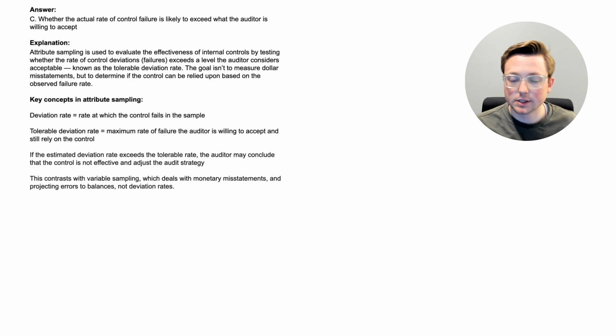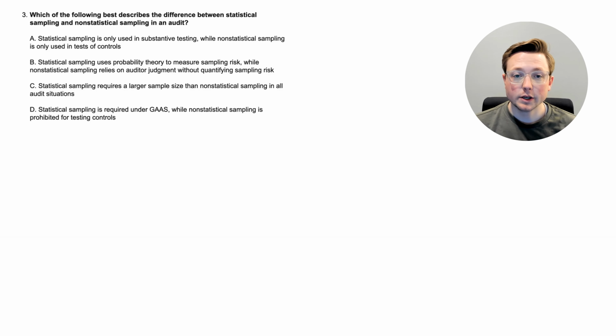So we're kind of seeing the difference there between variable and attribute sampling. We learned a little bit more about it. Now let's go to the next question. All right, here we are at question 3. Which of the following best describes the difference between statistical sampling and non-statistical sampling in an audit?